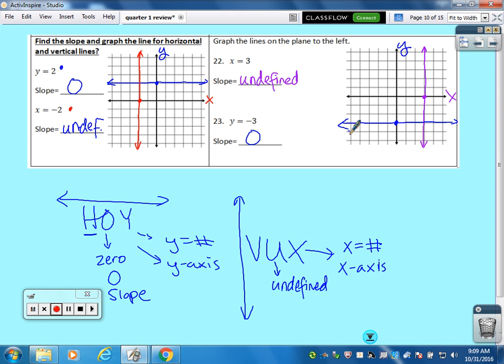Now please don't get these confused with this equation right here, Y equals X. Notice that has a Y and an X in it, so that can't be a HOY or VUX. Here's a pretend coordinate plane. This one is the one that's missing this and that, so it's missing the slope, which is 1/1, and the Y-intercept is 0. That's your perfect diagonal from corner to corner.